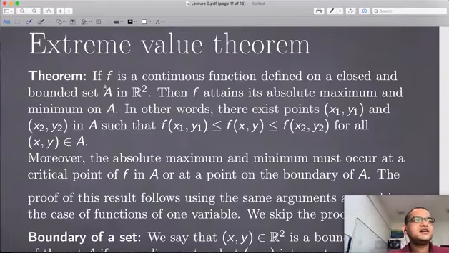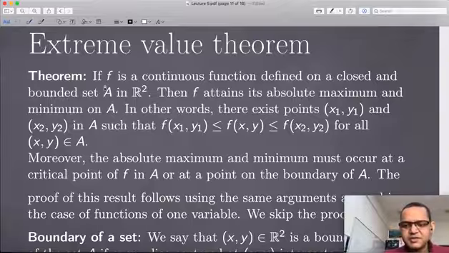So the situation is this. When we are talking about maximum or minimum values, there should be some guarantee that they exist, okay. So for some functions we should be able to know a priori that a maximum or minimum will exist. This is what the extreme value theorem tells us.